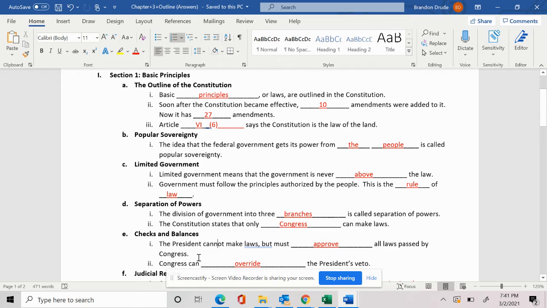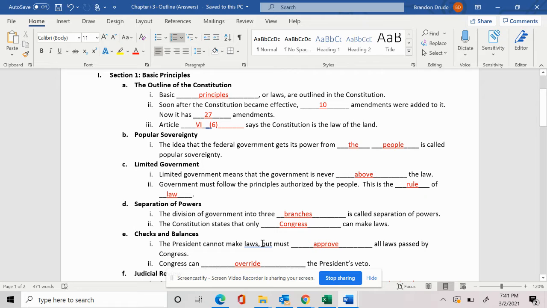So this was put in place so that they wouldn't get too powerful. Because they check each other, it creates balance, because no one branch will get too powerful, because the other two branches will say, no, you can't do that. An example of this is that the president cannot make the laws. Only Congress can do that. We learned that up here.